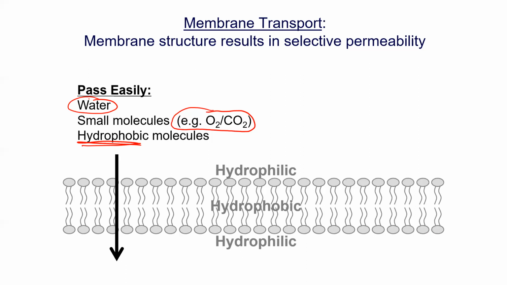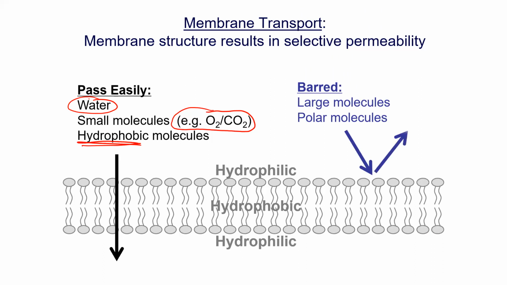What does not pass easily, of course, is everything else: large things and polar and charged molecules. They're not going to pass through a membrane very easily. So what we want to do today is talk about getting these molecules in and out, because a cell wants to eat and drink and do all sorts of things, and it's important to be able to transport molecules in and out of the cell.